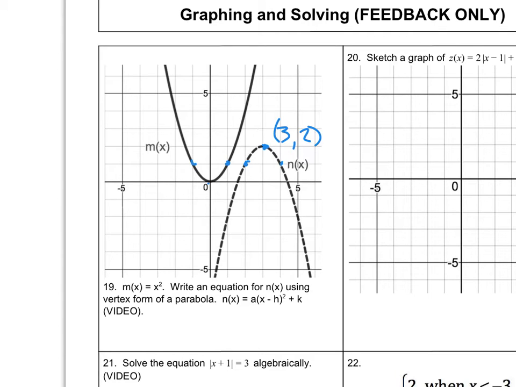So what I might do for this is write something like n of x, because that's what we're dealing with. I know for my vertex it's going to be x minus 3 squared plus 2. And then I know, since this is upside down but not changing the shape, it's just going to be minus 1 in front.